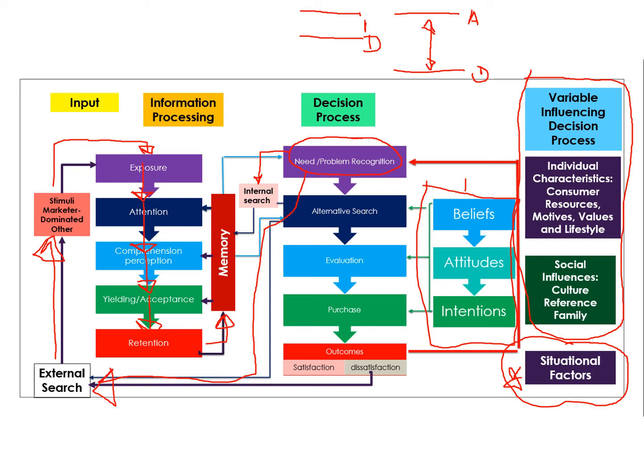And these in turn are going to be influenced by the individual characteristics of consumer resources, how much they've got, the motives, their values, and the lifestyles, and also the social influences in terms of the culture, reference groups, and family. Hence the reason why, when we think about these variables here, we're thinking about segmentation. So we are actually thinking about segmentation, and we're saying to ourselves, well, how do we segment the market up before we do our targeting?